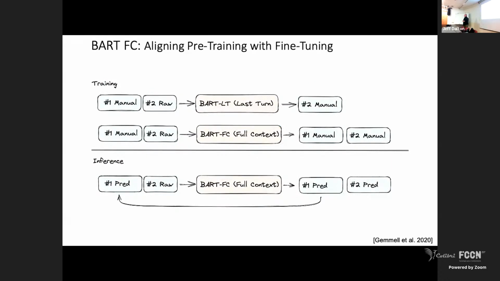So looking at the way you train these models, you could just try to predict the single turn: go from the second raw query and try to predict the second manually resolved, human gold standard query. Or you could do something a little bit different. You could look at the full conversational history, all of the previous manual and raw queries, and have it generate all of the manual queries in sequence.